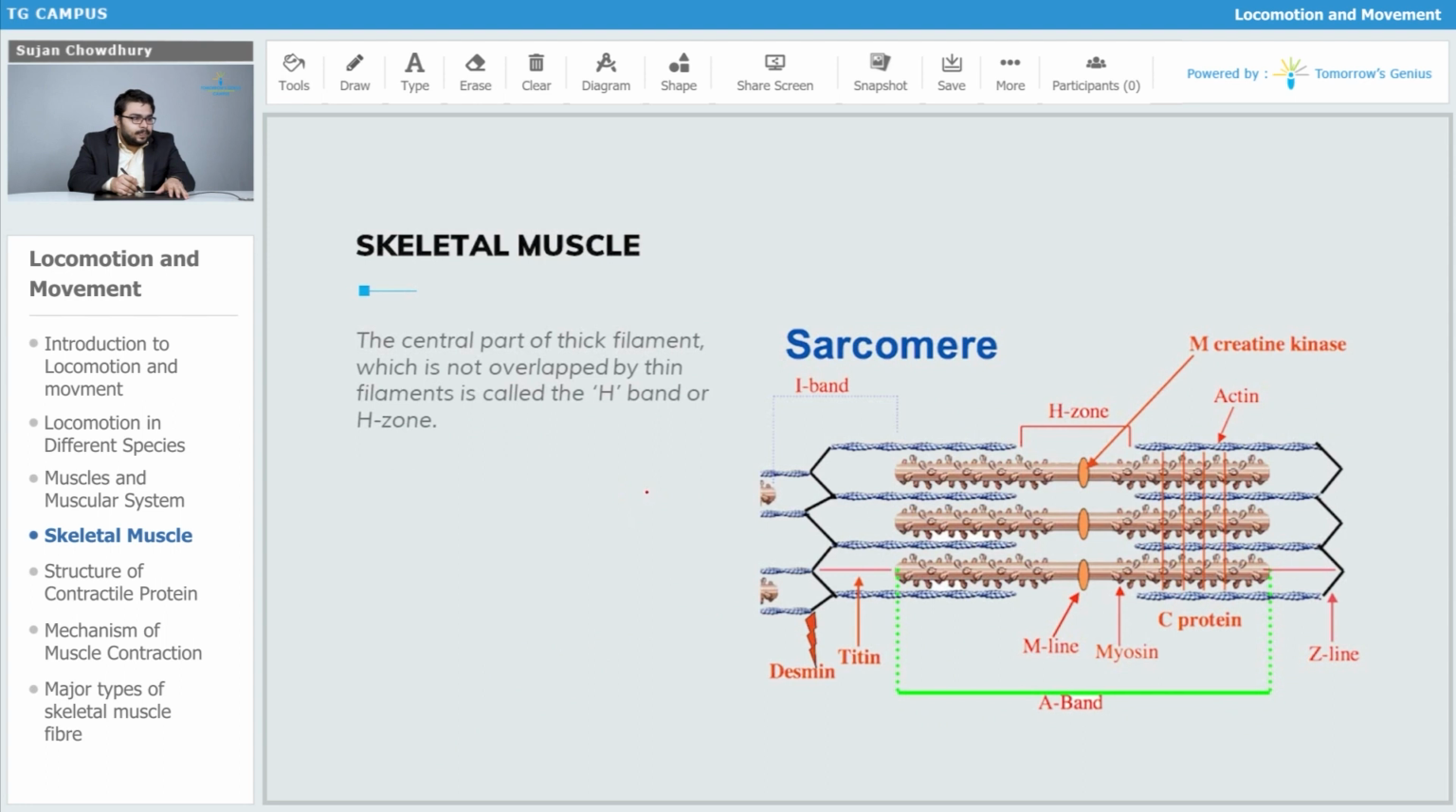Thereafter, the central part of the thick filament, which is not overlapped by the thin filament, is called the H band or H zone. So here on the diagram you can clearly see the H zone, that is a little bit exposed at the resting state, whereas on either side it is not covered by the thin filaments. It is not overlapped by the thin filaments.